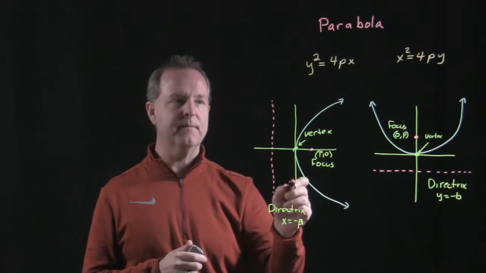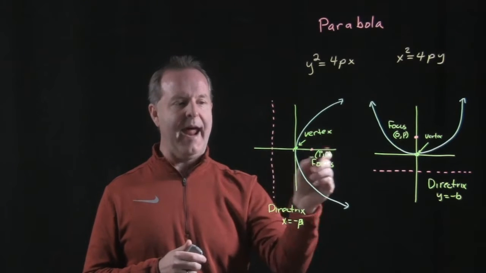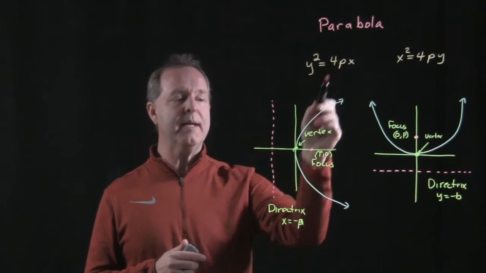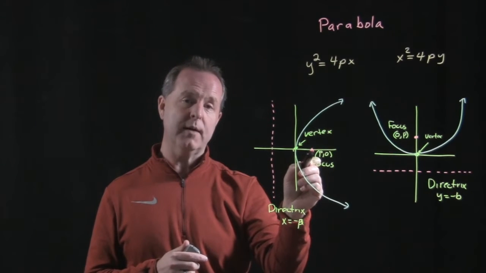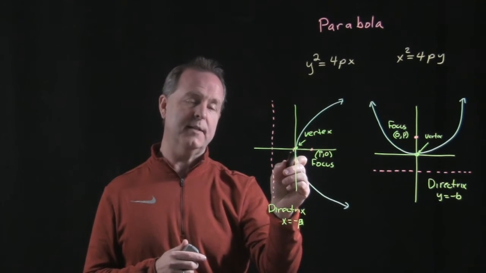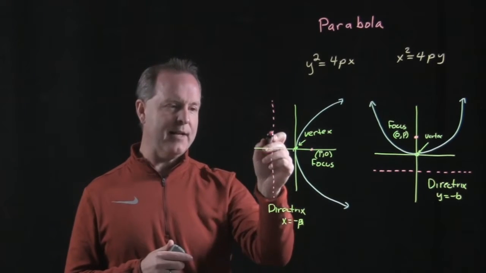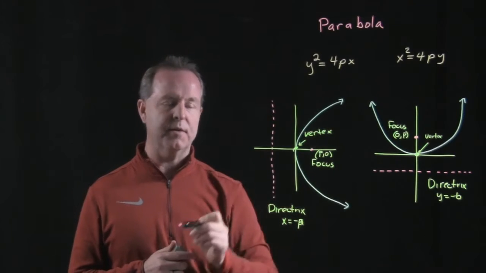In this one right here, the axis of symmetry is the x-axis. y squared equals 4px. p represents the point of the focus, the distance from the vertex to the focus. And this line that we have over here, opposite that, is called the directrix.